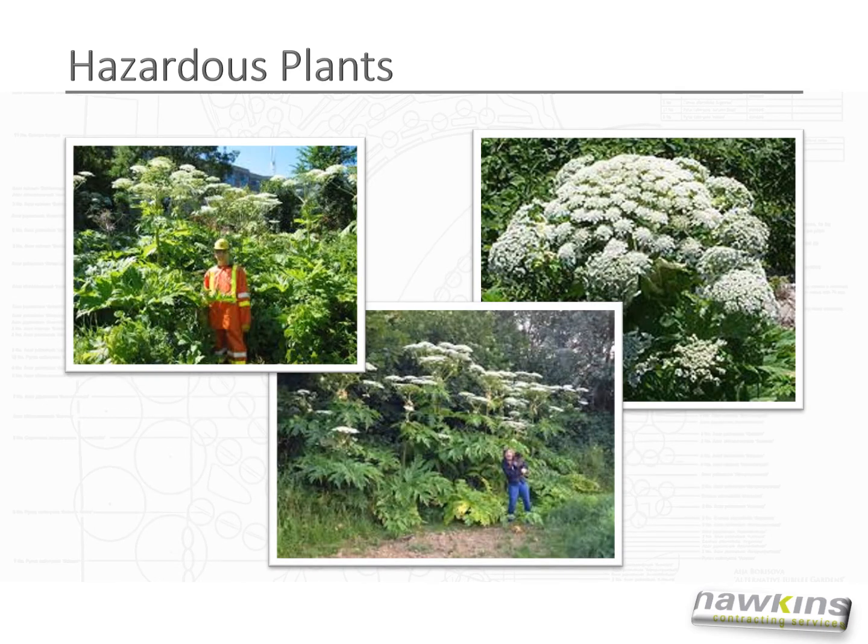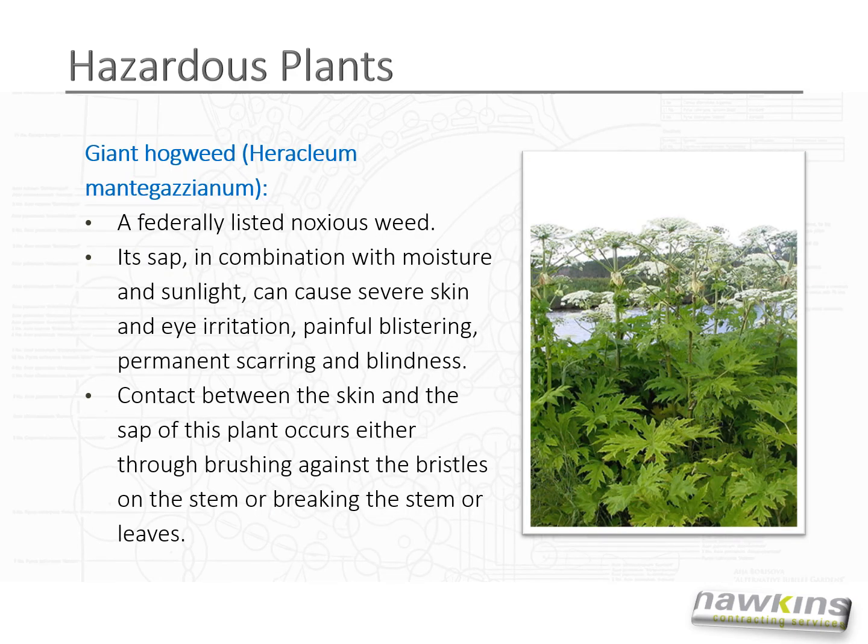The next hazardous plant we will be discussing is giant hogweed. Giant hogweed is a federally listed noxious weed. Its sap, in combination with moisture and sunlight, can cause severe skin and eye irritation, painful blistering, permanent scarring, and blindness. Contact between the skin and the sap of this plant occurs either through brushing against the bristles on the stem or breaking the stem or leaves.